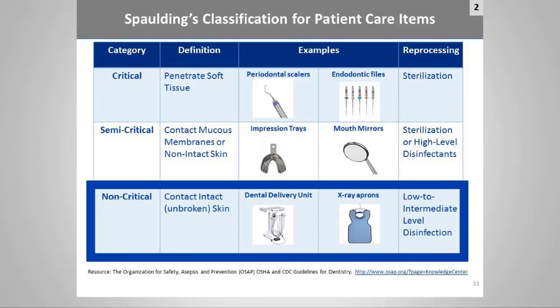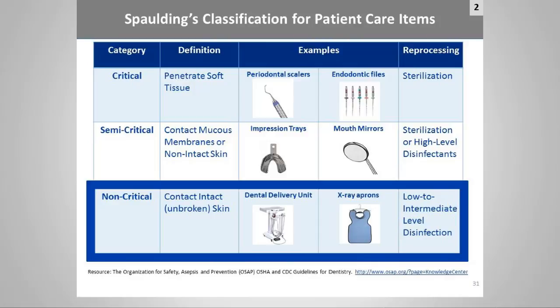I'm sure you've all heard of Spaulding's classification: critical, semi-critical, and non-critical. Basically, critical items are those that penetrate soft tissue, like a periodontal scaler or endodontic file, and they need to be sterilized. Semi-critical items are things that contact mucous membranes, like touching the inside of the mouth, or non-intact skin. So you'd be talking about impression material, impression trays, mouth mirrors. And again, sterilization is the standard of care, or a minimum of high-level disinfection.